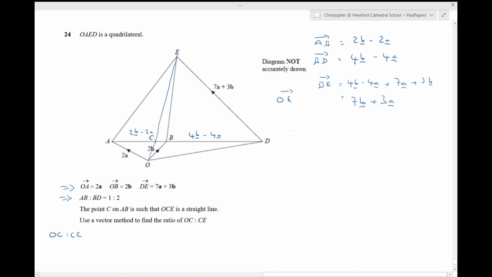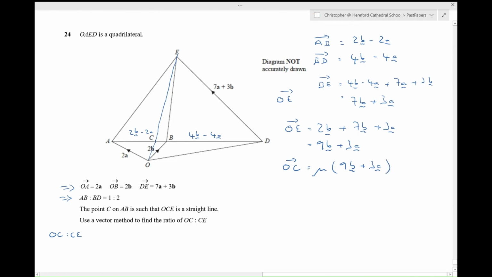Right, so I originally said I was going to find OE. To go from O to E, I'm going to make my way up to B, so that's going to be 2B there. And then I'm going to go from B to E, so I'm going to add on 7B plus 3A, which altogether gives me 9B plus 3A. So that's what OE is. And O to C will be a certain fraction of that. Now, you're probably quite used to using lambdas and mu's here. I'm going to say that OC is mu, that fraction of OE.